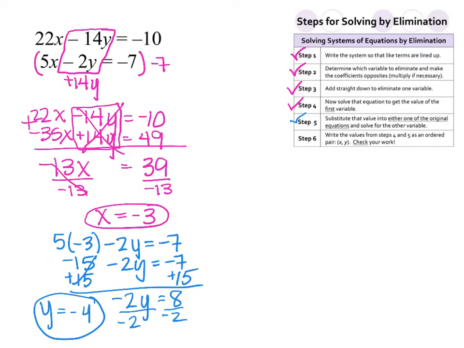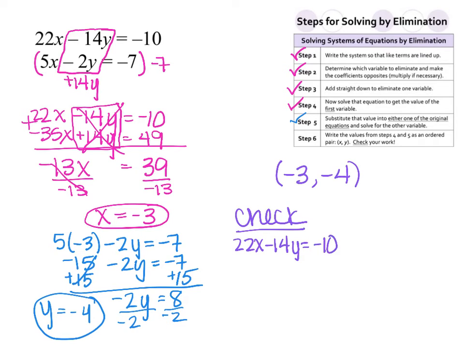Last step, write my answer as an ordered pair: negative 3, negative 4. And then check my work. If I use the first equation, 22x minus 14y equals negative 10, and the second equation, 5x minus 2y equals negative 7, and I fill in negative 3 and negative 4 for x and y, does it make both of these equations true?